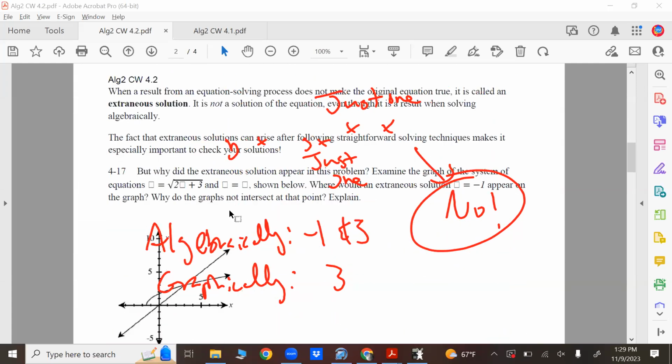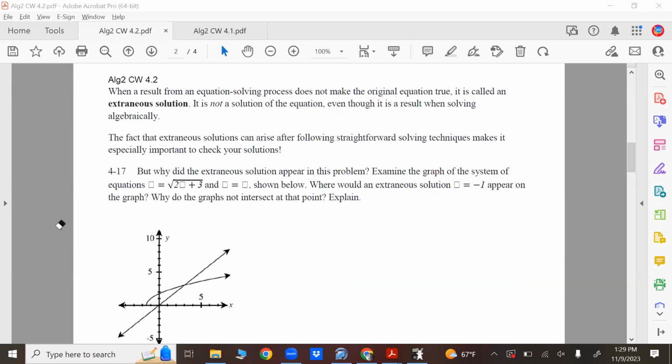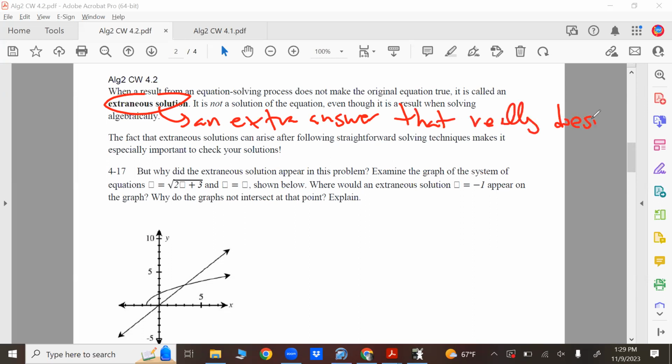So there's something called an extraneous solution. Extraneous means it's extra, right? It kind of sounds like extra. An extra answer. And it's going to sound weird, but that really doesn't work. So it's kind of a flaw in the system. So it's not a solution, even though the algebraic answer gave us that.